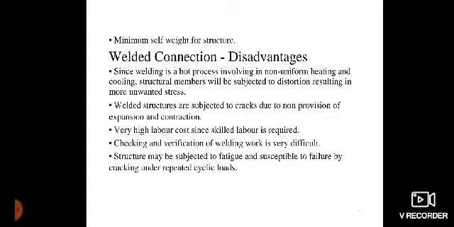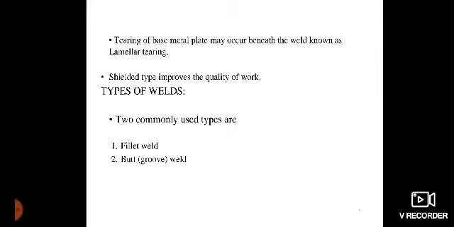Checking and verification of welding work is very difficult. The structure may be subjected to fatigue and susceptible to failure by cracking under repeated cyclic loads. Tearing of the base metal plate may occur beneath the weld, known as lamellar tearing. So, the shielded type improves the quality of work.